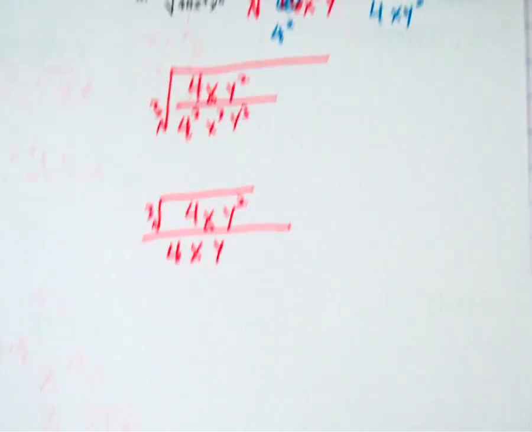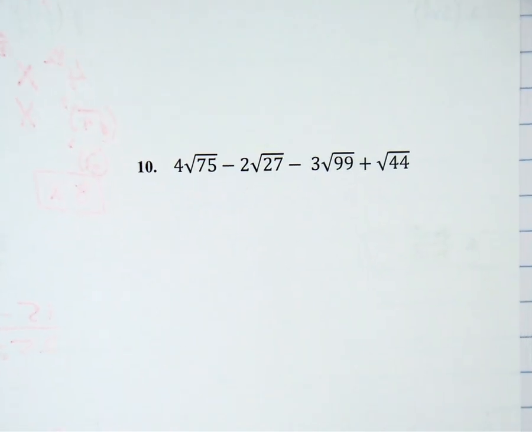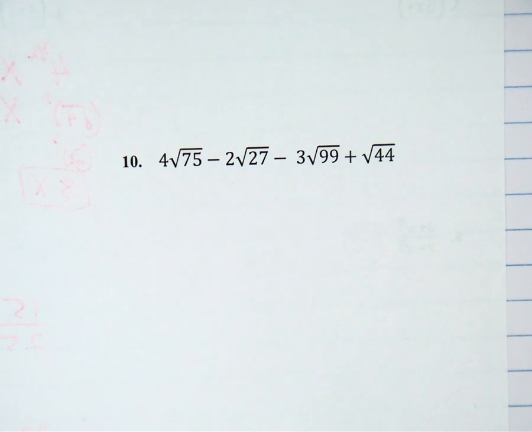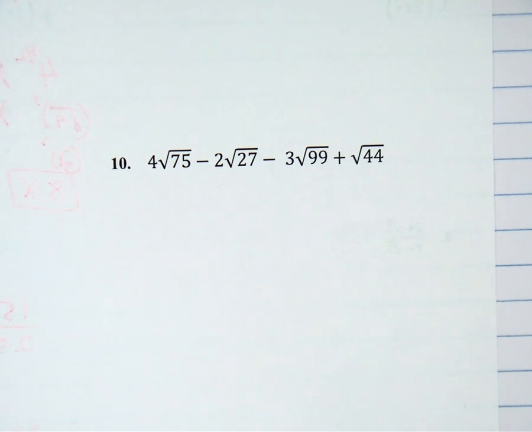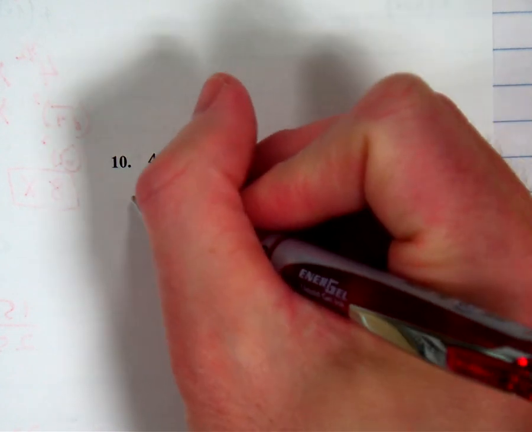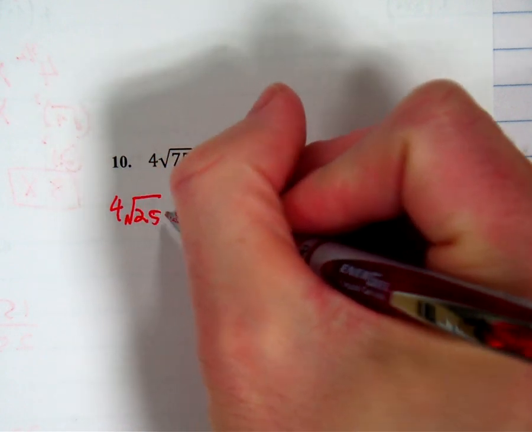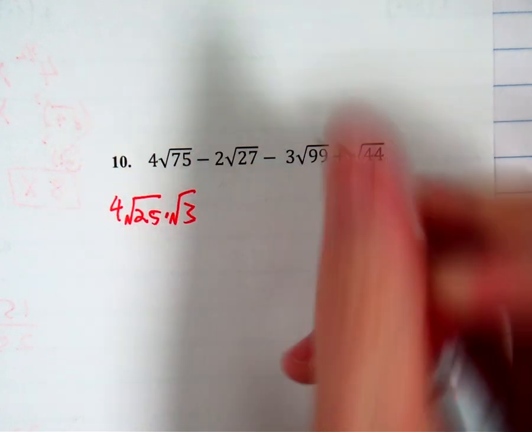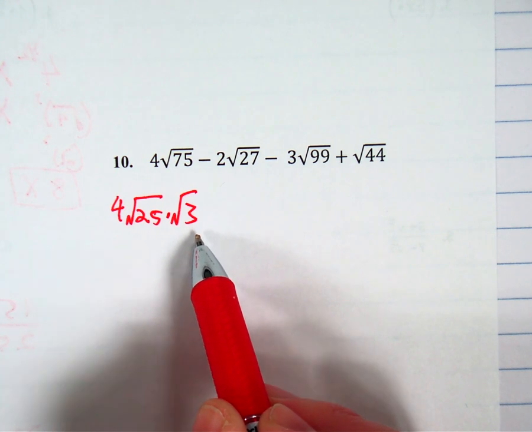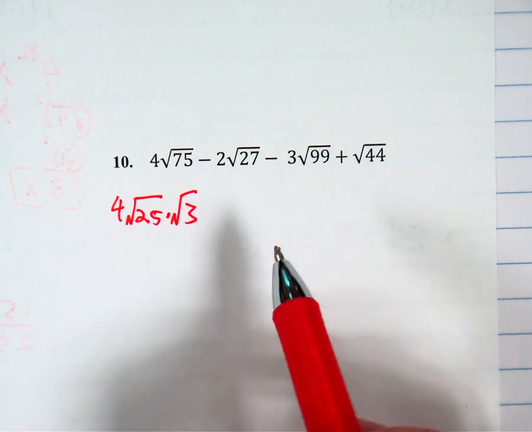Last one, number 10. Reducing radicals and combining. Okay, so we got to think about which ones we can break down into what. So 75 is hopefully a good one to start with. We'll have 4 times the square root of 25 times 3. So now we kind of have a hint as to what we're shooting for here. One of these pairs is probably going to end in a radical 3.